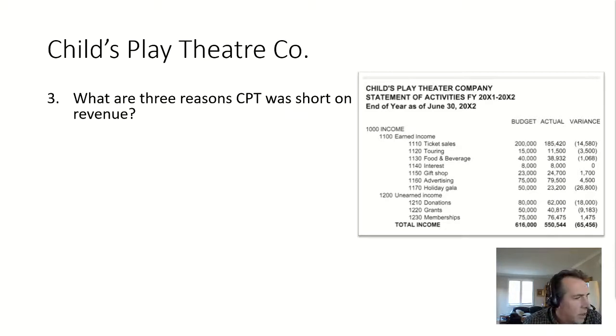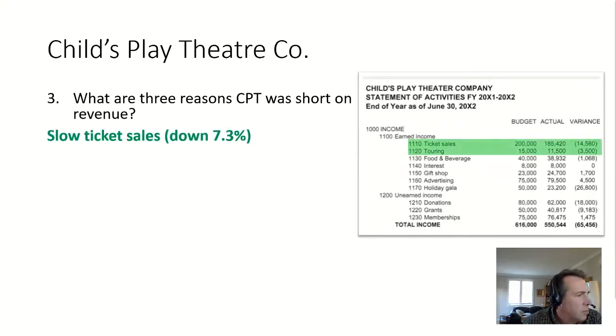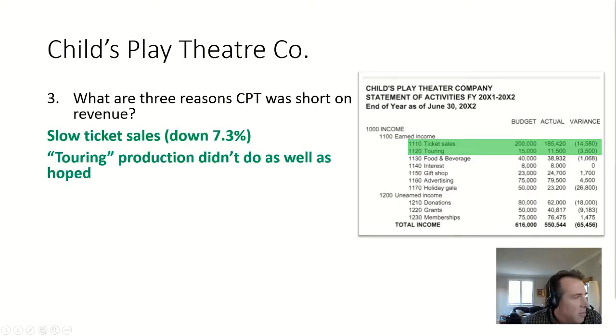I came up with a couple of reasons. The first big one is revenue's down because we had slow ticket sales. That one's pretty easy. The other possibility is the touring production. It didn't do nearly as well as we had hoped. Now you have to wonder why that is. There's actually a note about that in the budget, but at this point, if we're just looking at the income statement, you can guess, well, maybe they didn't market it enough. So that's a possibility, but we will actually find out the real answer in just a minute.